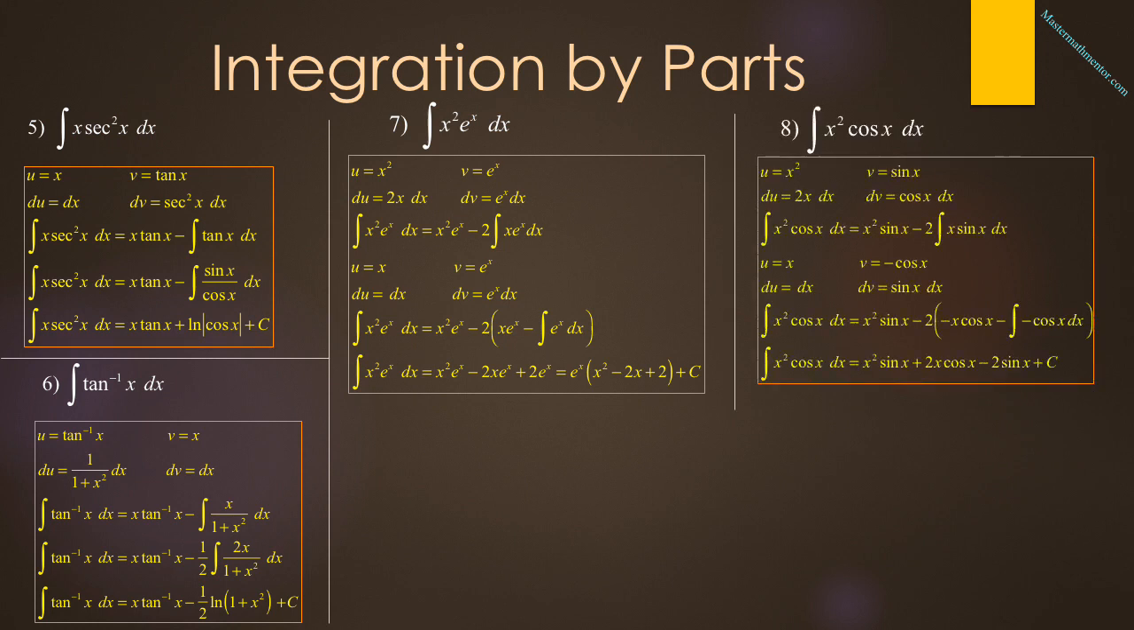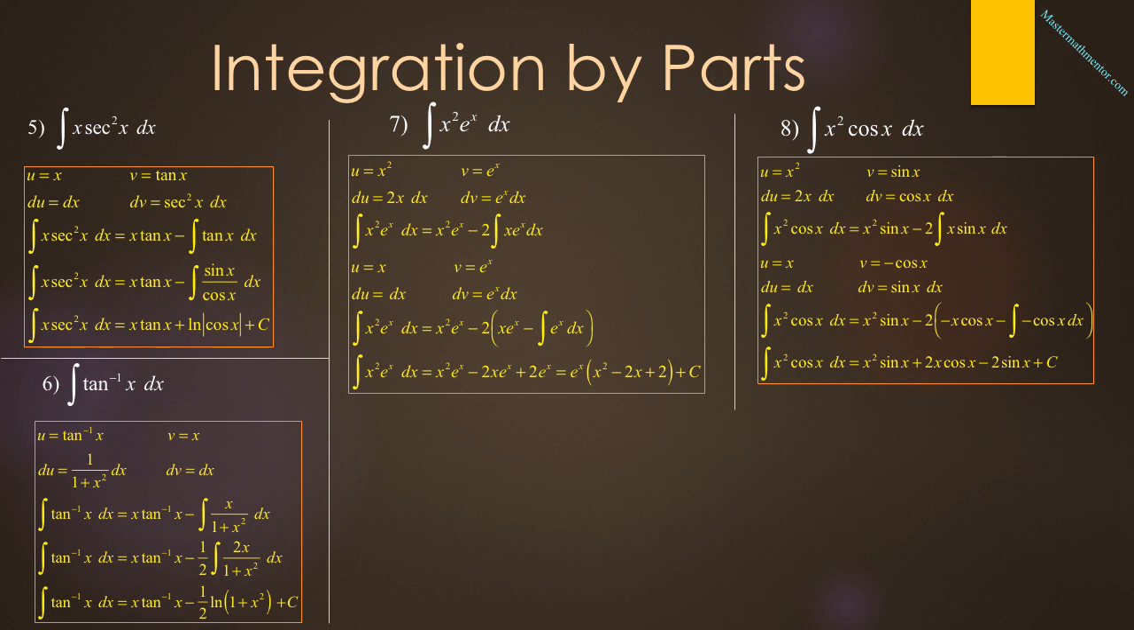In 8, we have the integral of x squared cosine x. It's best to put the cosine x in the dv category because it's easy to integrate. We get sine x. And put the x squared in the u category because it's easy to differentiate. We get 2x dx. So our integral is x squared sine of x minus the integral of 2x sine of x dx.